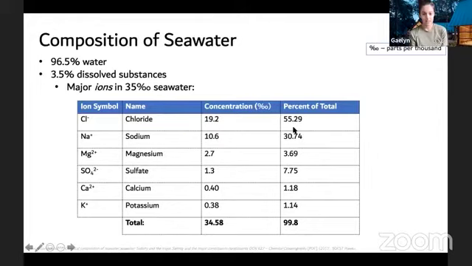So that's going to be more than half, right? So more than half of the dissolved substances in seawater is chloride. And then 30% of the dissolved substances is going to be sodium. So that leaves us with a concentration of 10.6 parts per thousand. And so these are just the major ones, right? There's tons of things that are dissolved in the ocean, but these are just the main ones.